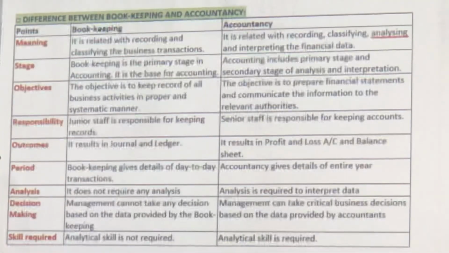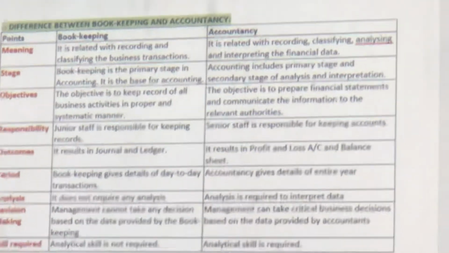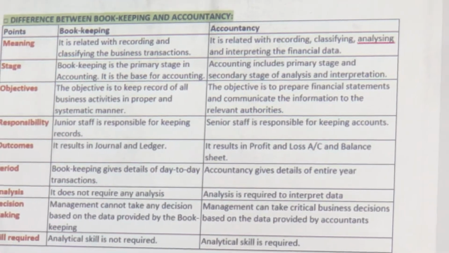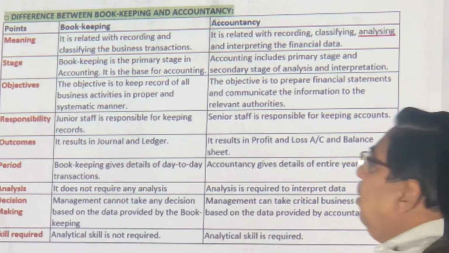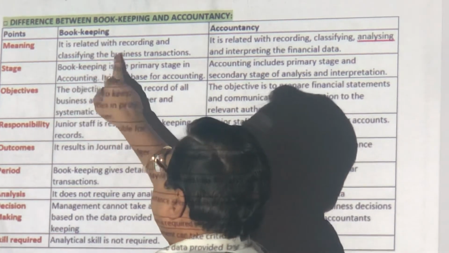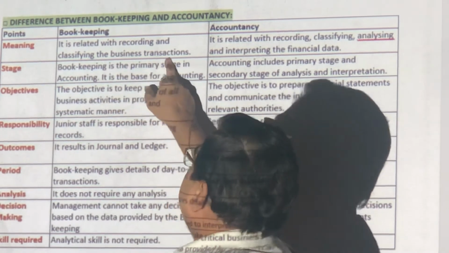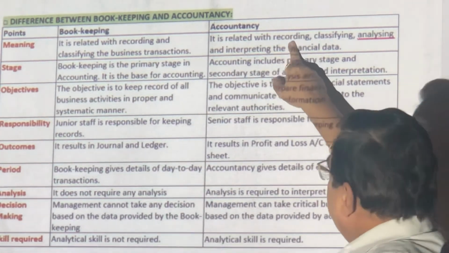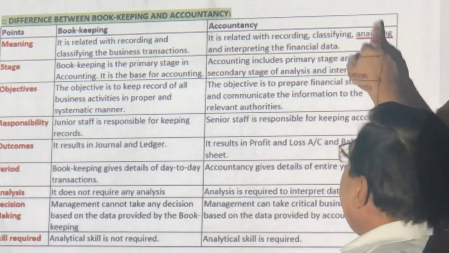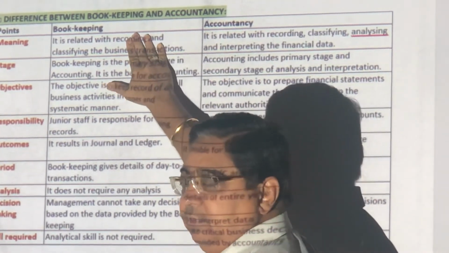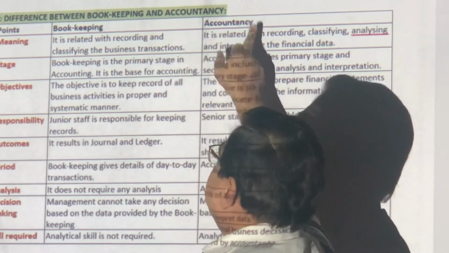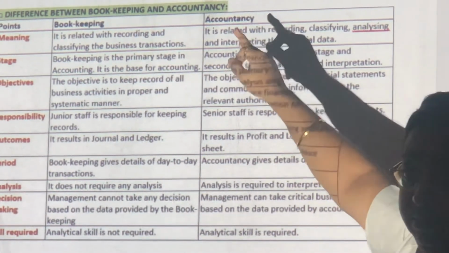Then, what is the difference between bookkeeping and accountancy? Chartered accountancy, bookkeeping, are they same? Are they different? Let us have a look. Bookkeeping means keeping the books, business transactions. Accountancy: books, classify, analyze, interpret. These 3 steps are missing here. So first step and steps after that included.